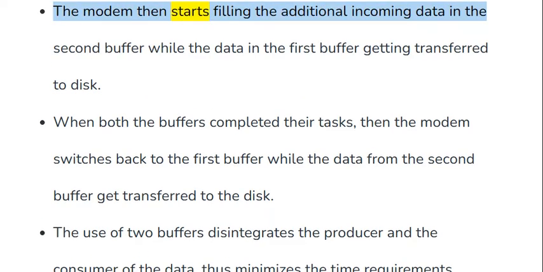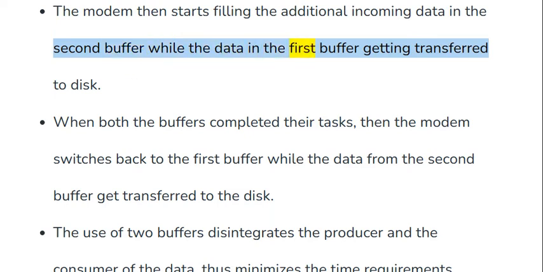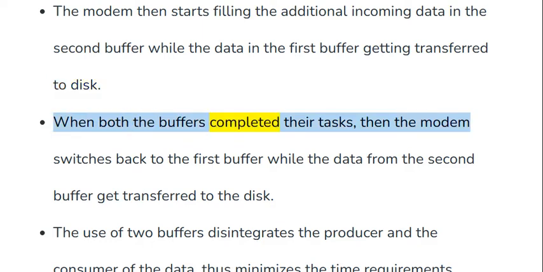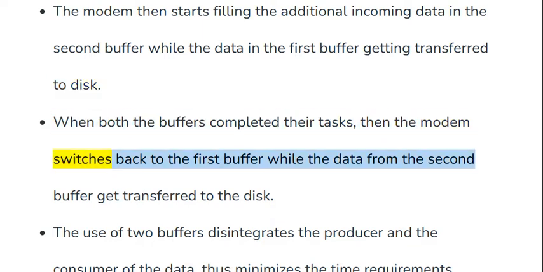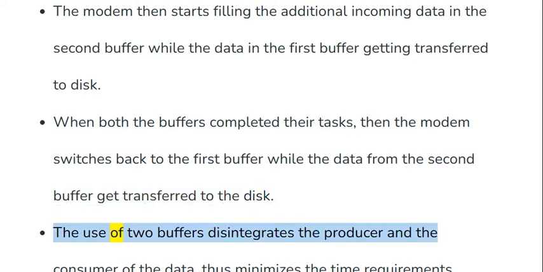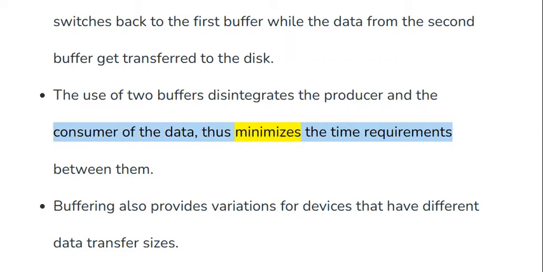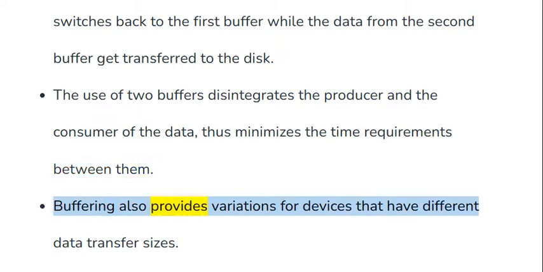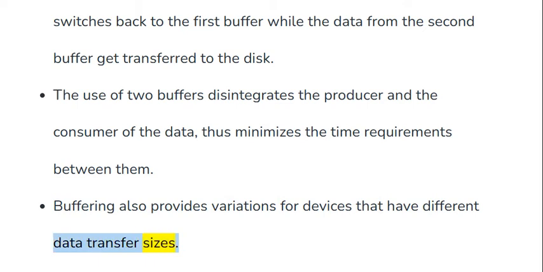The modem then starts filling the additional incoming data in the second buffer while the data in the first buffer is getting transferred to disk. When both the buffers complete their tasks, the modem switches back to the first buffer while the data from the second buffer gets transferred to the disk. The use of two buffers decouples the producer and the consumer of the data, thus minimizing the timing requirements between them. Buffering also accommodates devices that have different data transfer sizes.